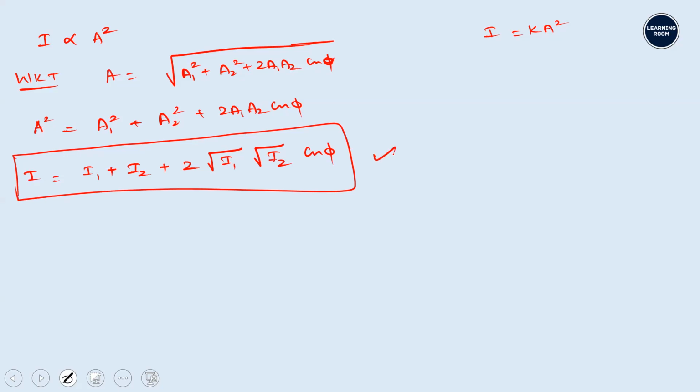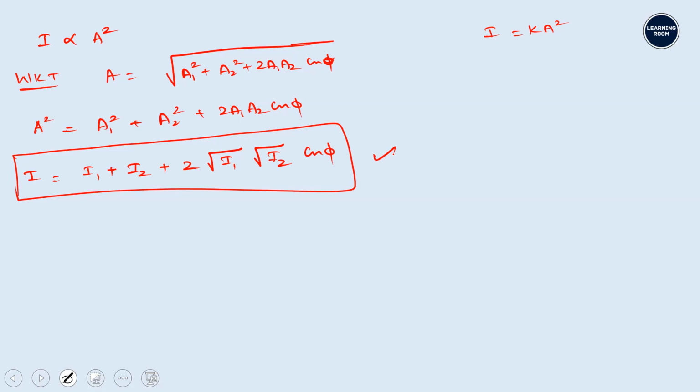Now we need to concentrate on an important point. This is where I'm going to start framing conditions for bright spots and conditions for dark spots. If I look at this expression, what are all constants? The resultant intensity is not a constant because it is a function of some other variable. I1 is a constant because it depends on the amplitude of the first wave. I2 is a constant because it depends on the amplitude of the second wave. Similarly, root of I1 and root of I2 will also be constants. What changes this? Phi.